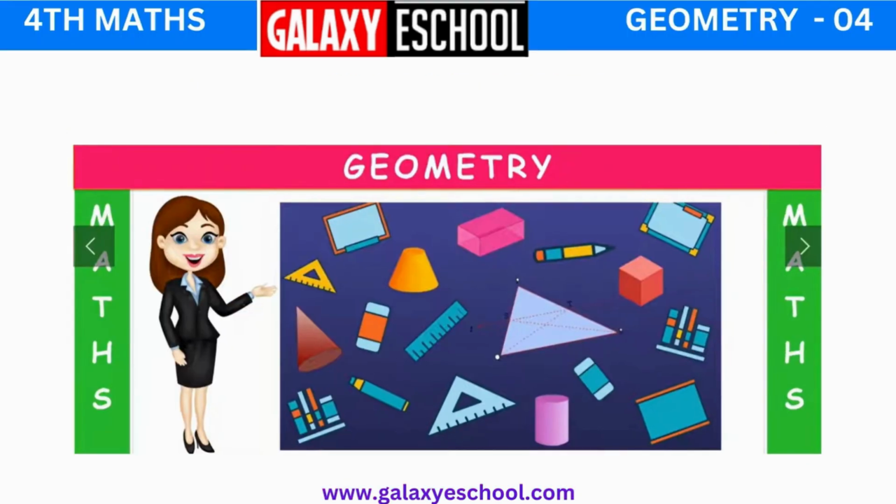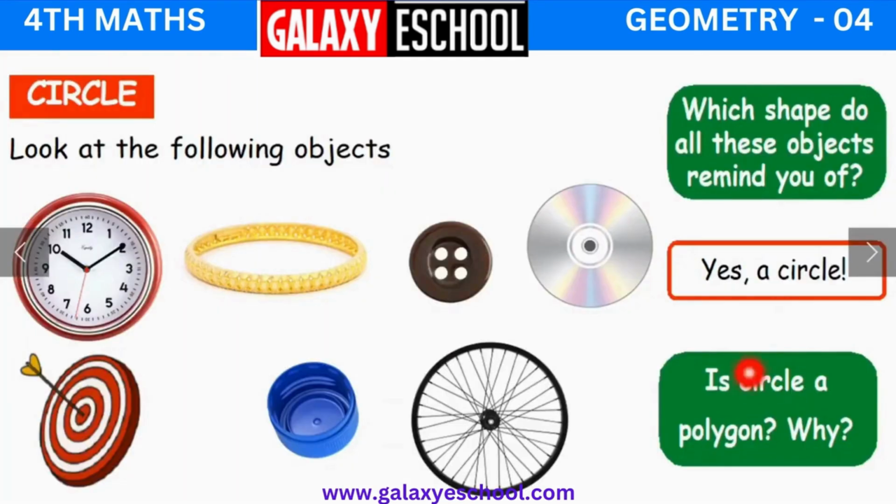Hello children. In the previous class we learnt about different types of polygons such as triangles, quadrilaterals, squares and rectangles. Now in today's class, look at the following given objects. Here we are given a few objects. Which shape do all these objects remind you of? Yes children, they are in the form of a circle.